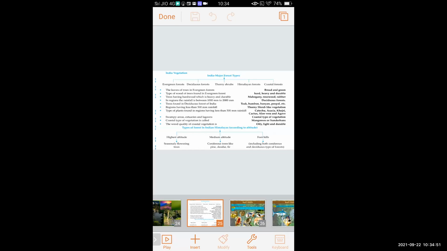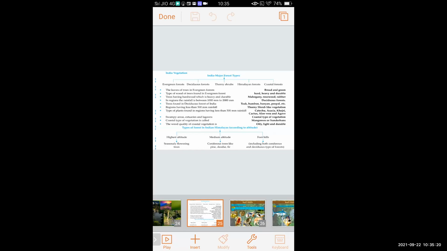The leaves of trees in evergreen forest are broad and green. The wood of trees found in evergreen forest is hard, heavy, and durable. Trees having hardwood, which is heavy and durable, include mahogany, rosewood, and rubber. In this region, the rainfall is between 1000 mm to 2000 mm. Deciduous forest trees found in India are teak, bamboo, banyan, peepal, etc.